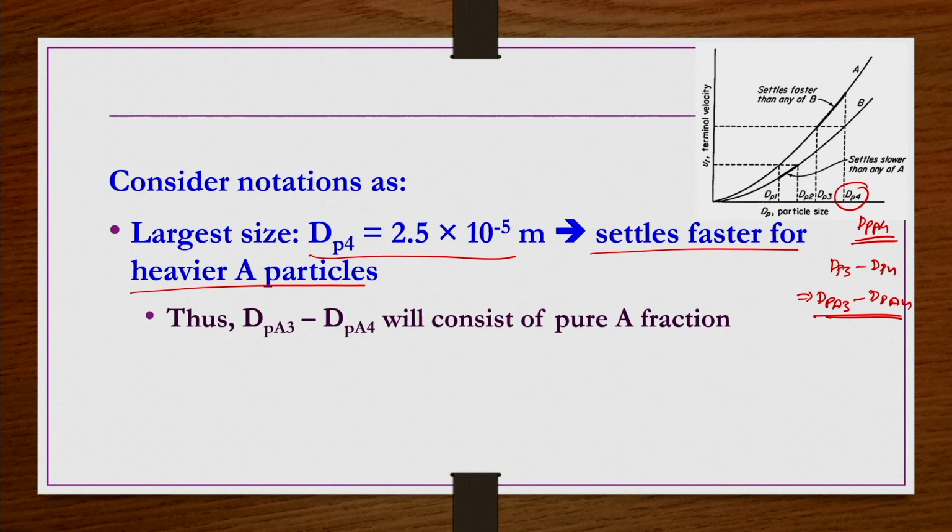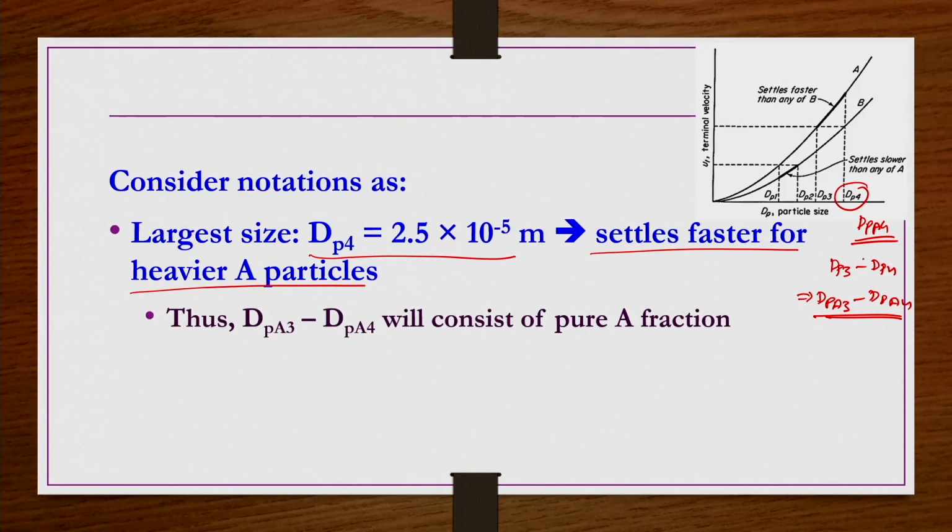These are the largest and heavier particles. Heavier particles are the A type particles, and out of those heavier particles, dp4 is the largest size. So dp4 should be designated as dpa4, because that is going to have the largest velocity. The next one is going to be dpa3. So this ratio we have to find out. dpa4 is already known; this is 2.5 × 10^-5 meters.